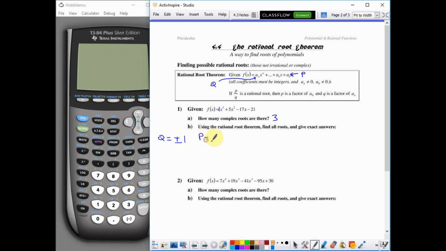p is plus or minus all the factors of 21. 21 is divisible by 1, 3, 7, and 21. So all of the possible rational roots are all the p's over all the q's. So that's plus or minus 1 over 1, 3 over 1, 7 over 1, and 21 over 1.